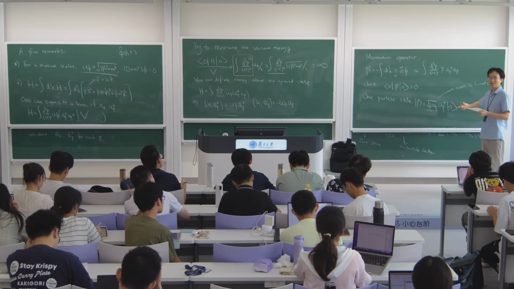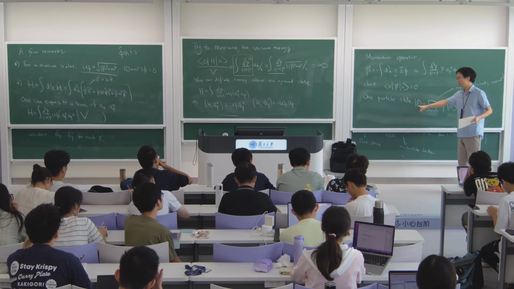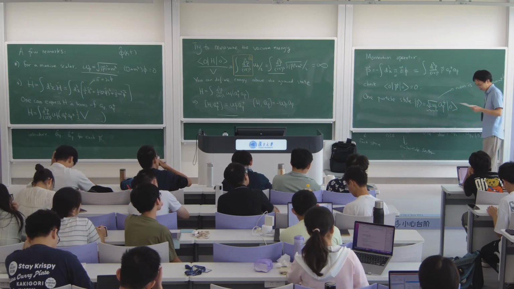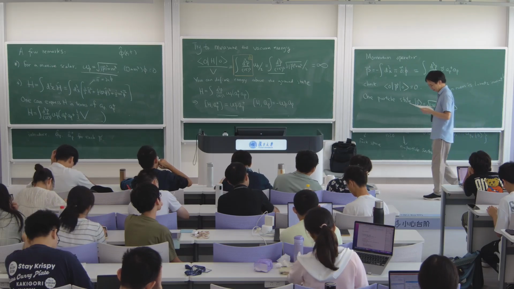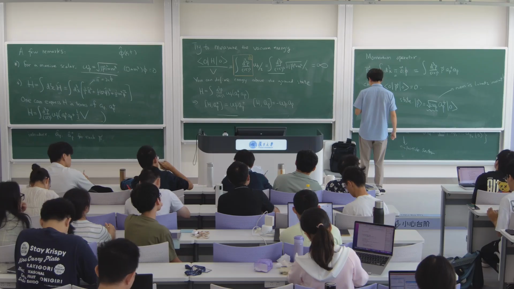Here is the same. You can check the overlap of this state p with itself. You can get something more involved, but it's not a big deal. It's just some normalization factor.